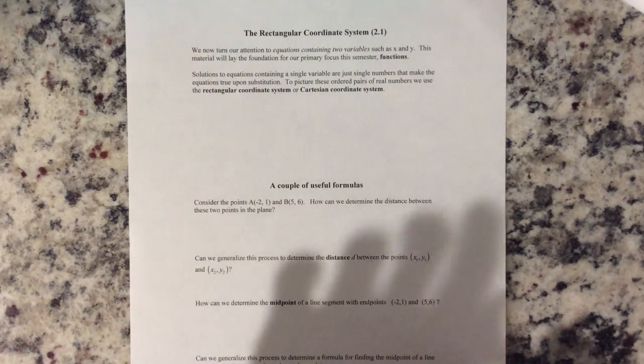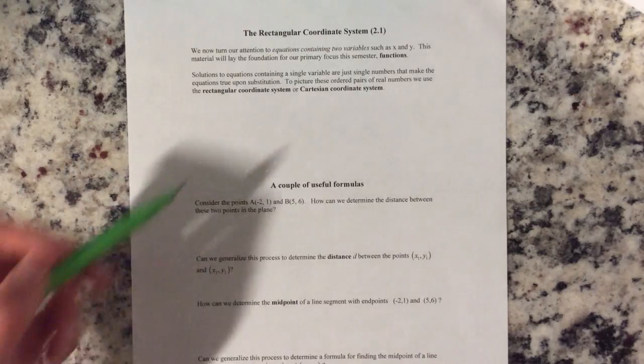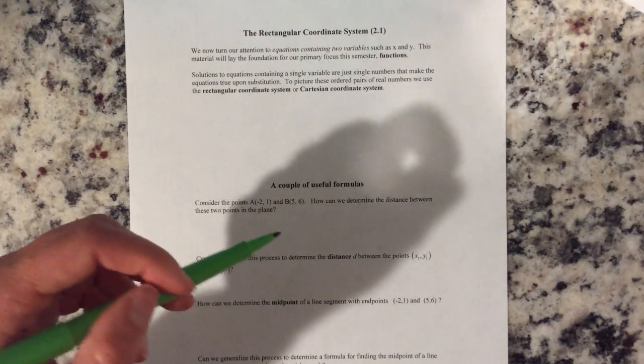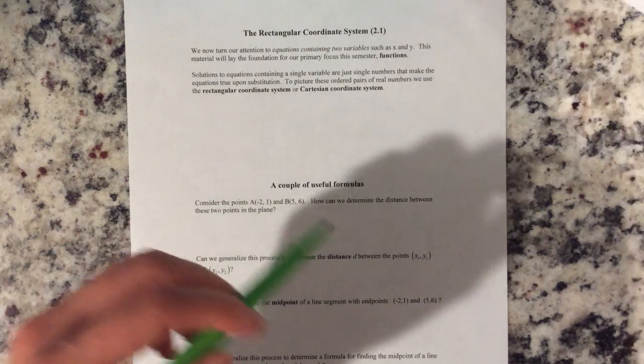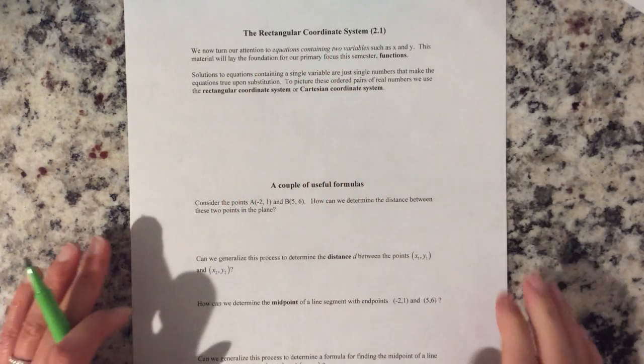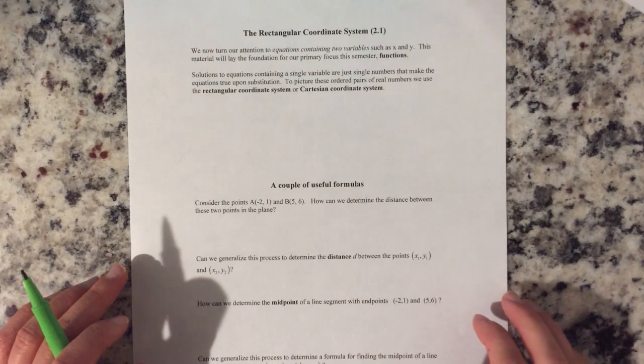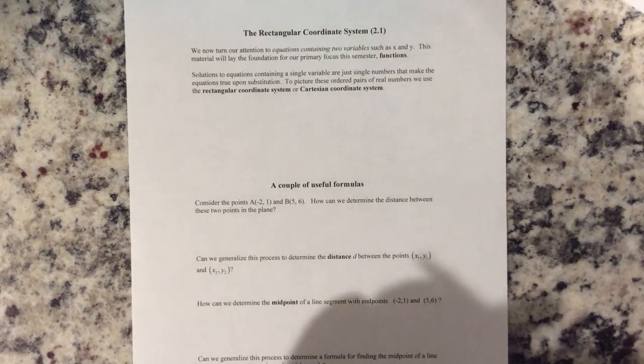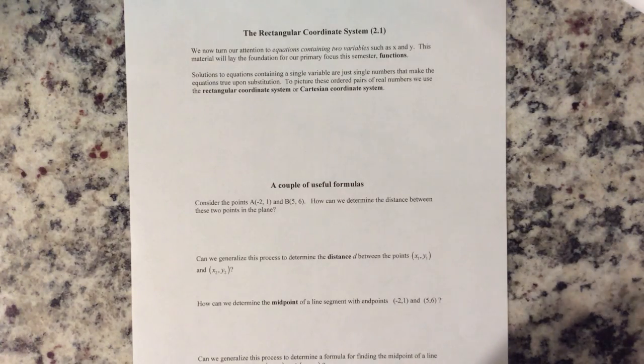Sorry, sidetracked. But anyway, we're starting our discussion on functions. So what we have to do first is introduce, of course, two variables. Solutions to equations containing a single variable are just single numbers that make the equations true upon substitution. To picture these ordered pairs of real numbers, we use the rectangular coordinate system or the Cartesian coordinate system.